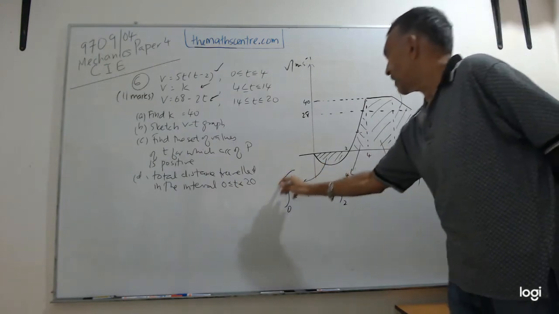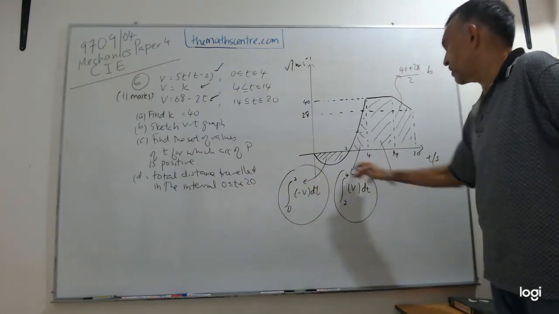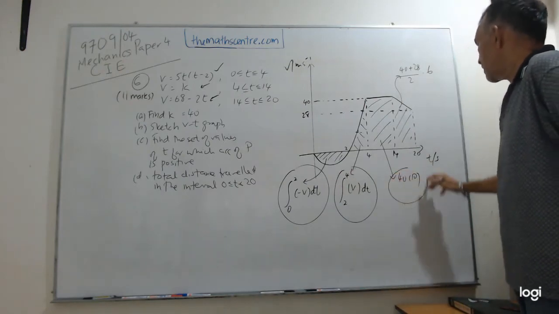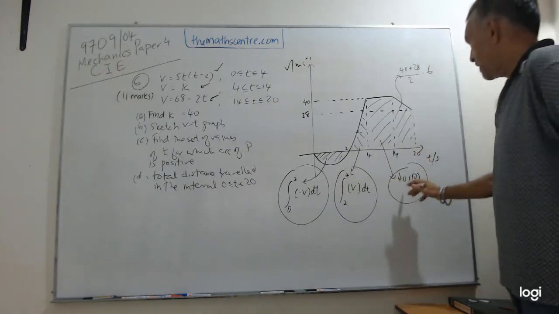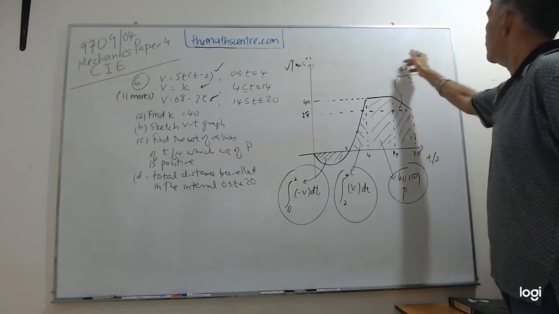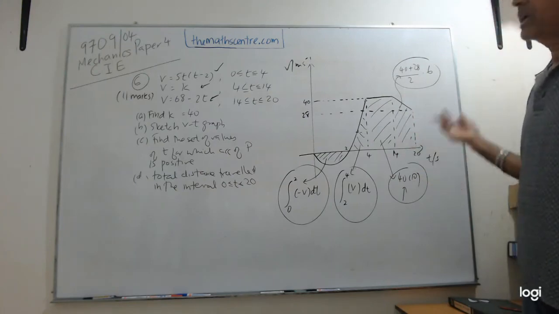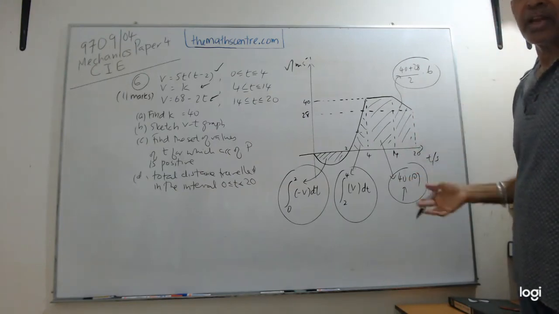So you work this out: do some integration, plug in the values. This one I've already done for you, it's just 40 times 10, 400. And then of course this one here is just the area of a trapezium. Plug the numbers into your calculator, work it out. Don't forget to add them up and you'll get your final answer.